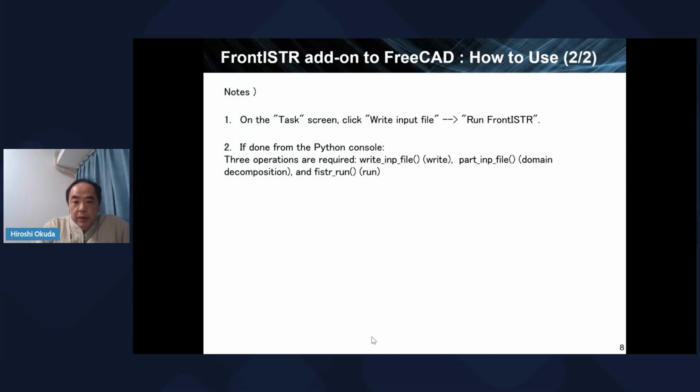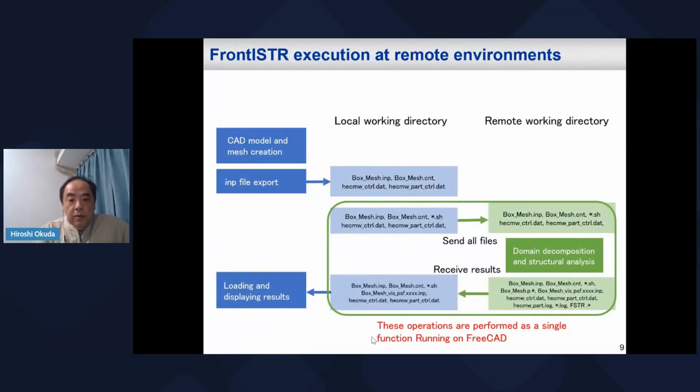So I will skip this small comment. Also, when we just use a local environment, the CAD model, mesh creation, input file export, and loading displays of results are normally done in the local working directory. But if you are going to run the finite element parallel computation on the remote side, then some related files are sent, and after the structural analysis, the output result is sent back, and we can see the result by using the post-processing tools.